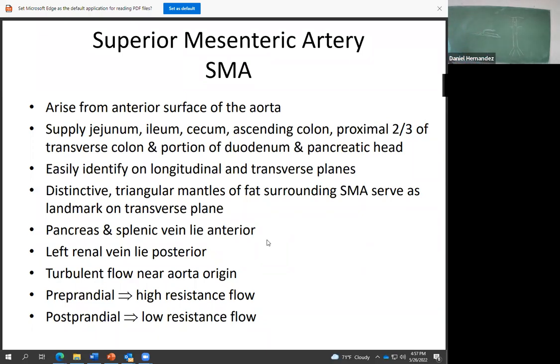Since this vessel is supplying the majority of our digestive tract in terms of the intestines and bowel, it will have differences in flow characteristics based on whether the patient is fasting or not. That's a unique characteristic of the SMA. If the patient is preprandial, so if they're NPO, they haven't eaten in a long time, if they've been fasting, the SMA is going to have a high resistance. So you'll be able to document a high resistant waveform in that SMA.